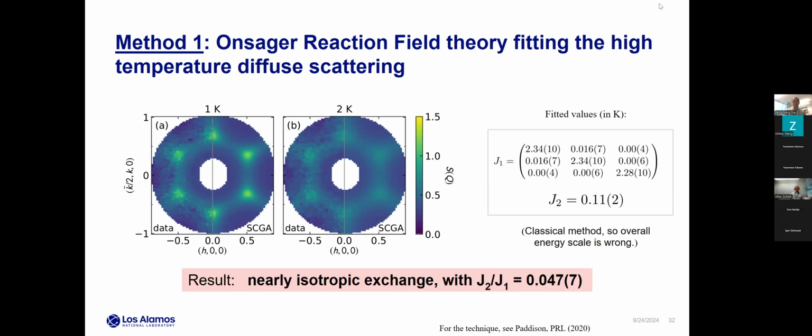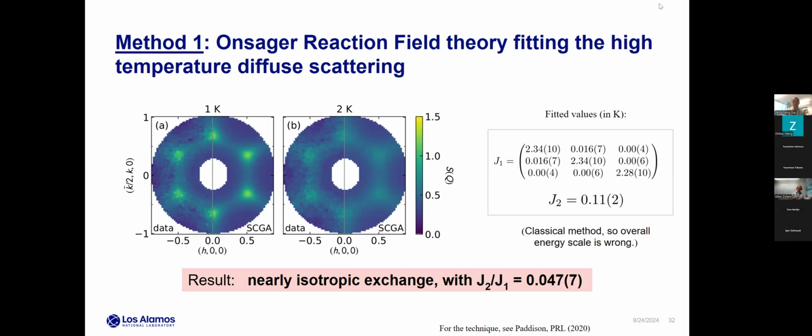So if you look at the nearest neighbor exchange, you see that the values on the diagonal, the Heisenberg exchange, are all equal to within uncertainty, and they're 2 orders of magnitude larger than the off-diagonal elements. So this is really isotropic Heisenberg-like exchange.